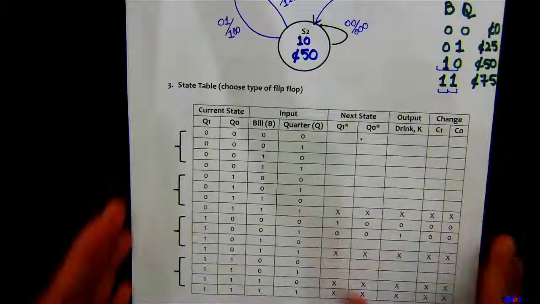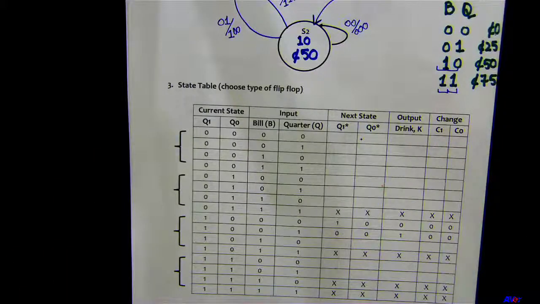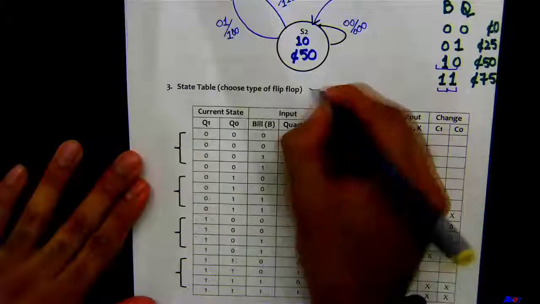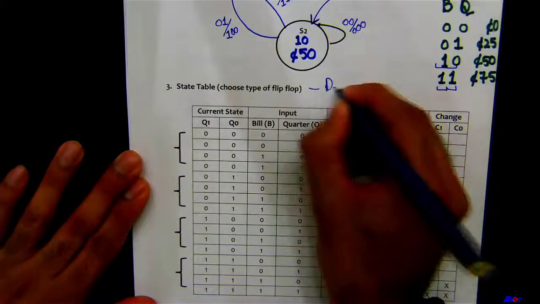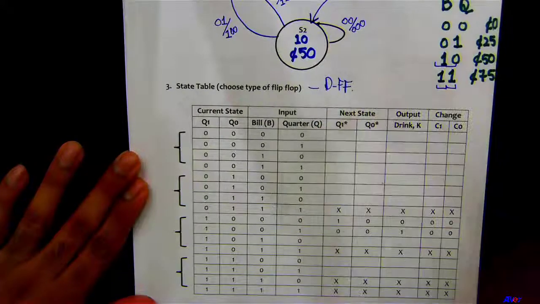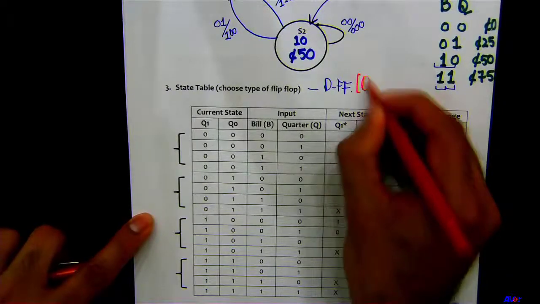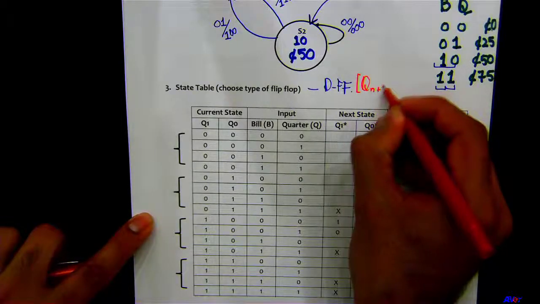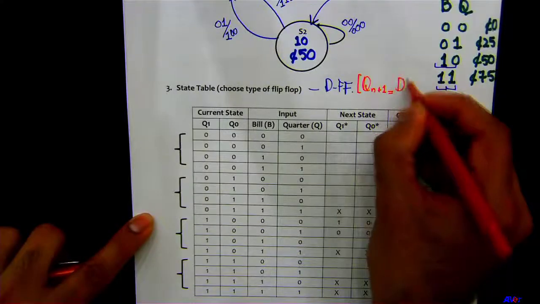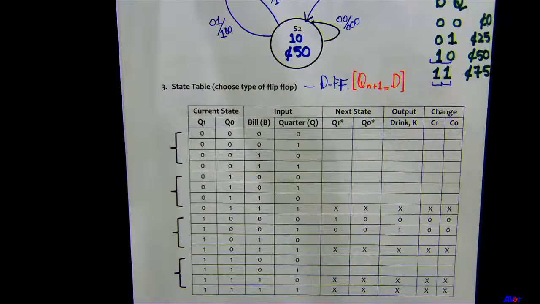Now, the third step is we have to choose what kind of flip-flop we are going to use. In this case, we are actually going to use the D flip-flop. And do you guys remember what is the equation for the D flip-flop? When the clock is, say, positive edge triggered, it goes from low to high, what is the next state? You guys remember this? And I'll show you where we would implement this.